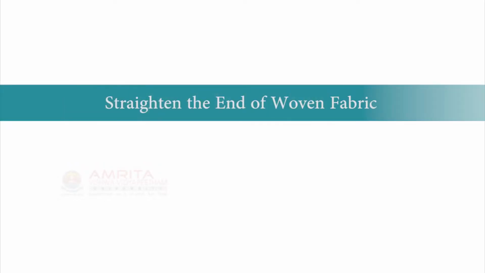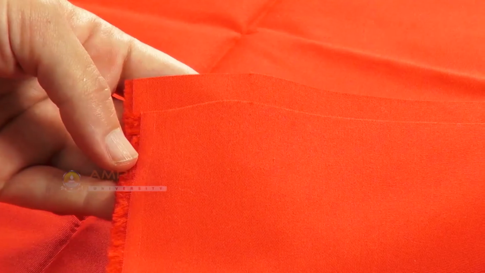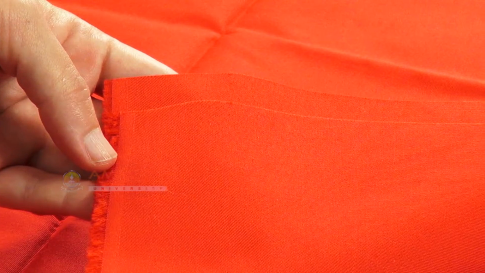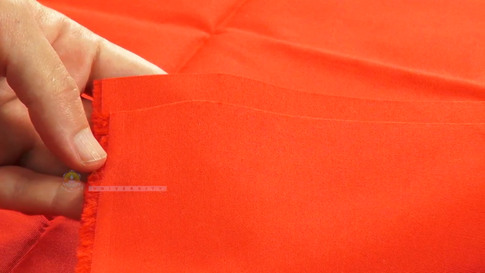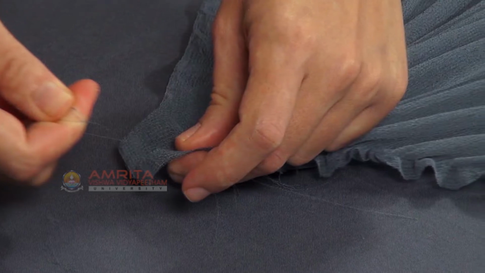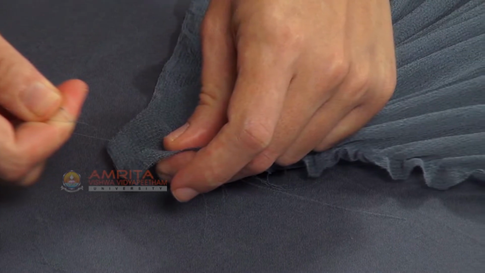Straighten the end of woven fabric. An important step before starting to sew on a fabric is to analyze it and make sure that the fabric has proper edges. This lesson will enable you to check and straighten an uneven end of a woven fabric.